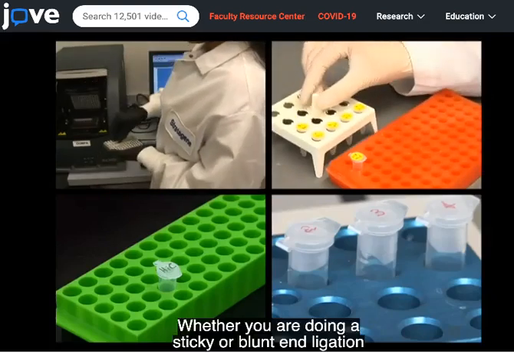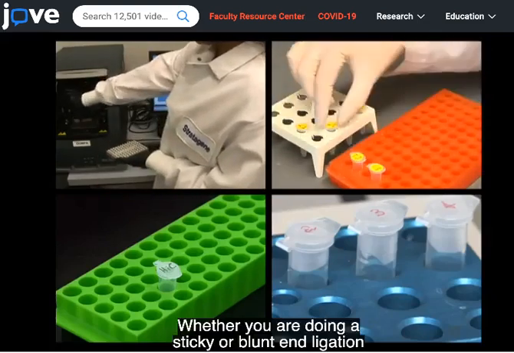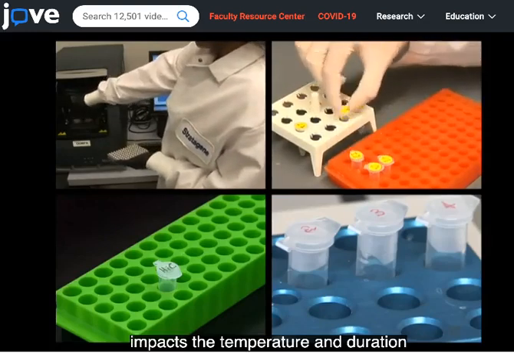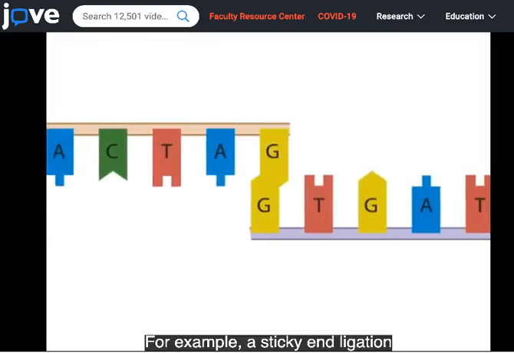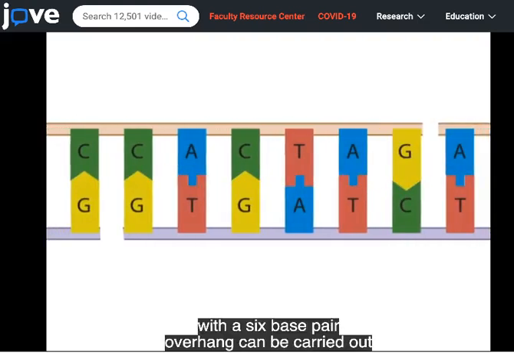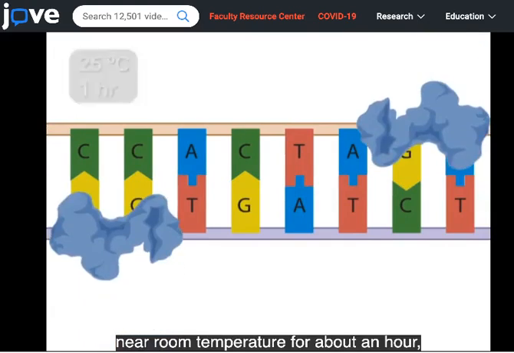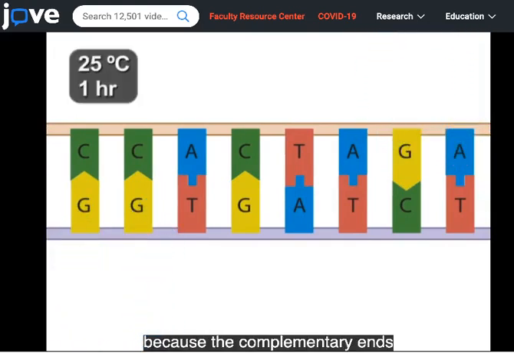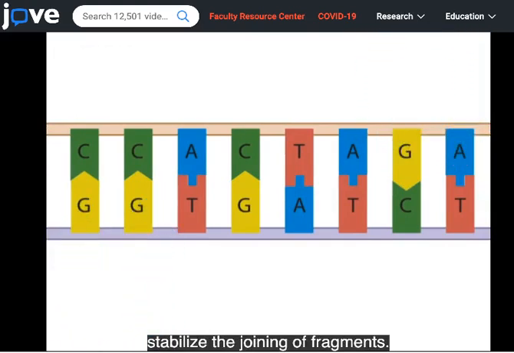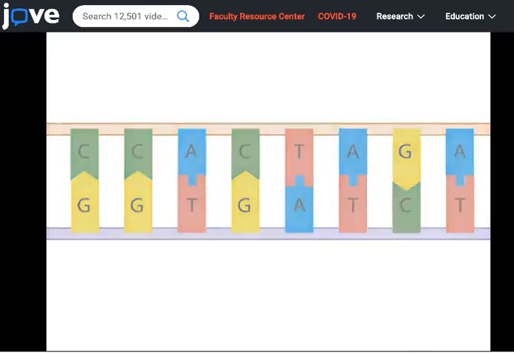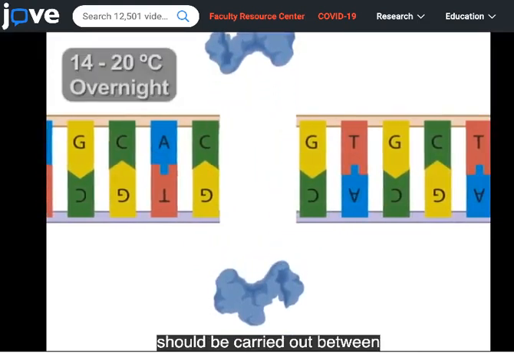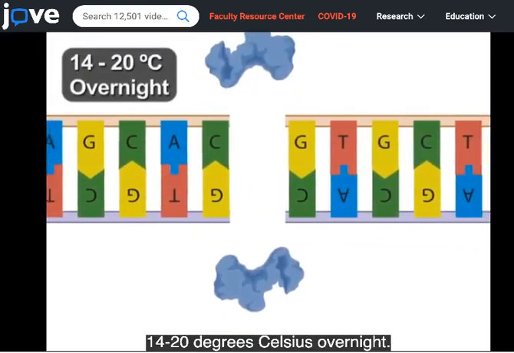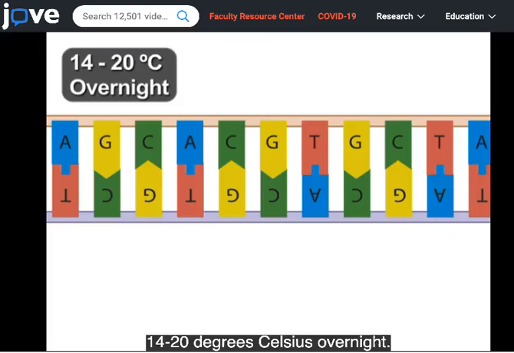Whether you are doing a sticky or blunt end ligation impacts the temperature and duration of the ligation reaction. For example, a sticky end ligation with the 6 base pair overhang can be carried out near room temperature for about an hour because the complementary ends stabilize the joining of fragments. Short overhangs or blunt end ligations should be carried out between 14 to 20 degrees Celsius overnight.